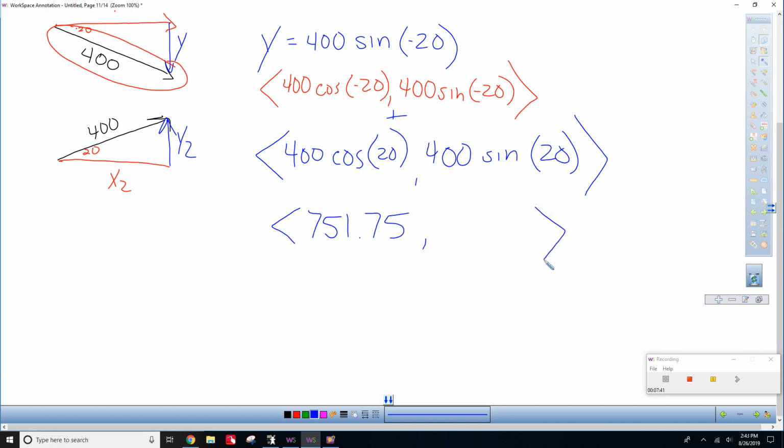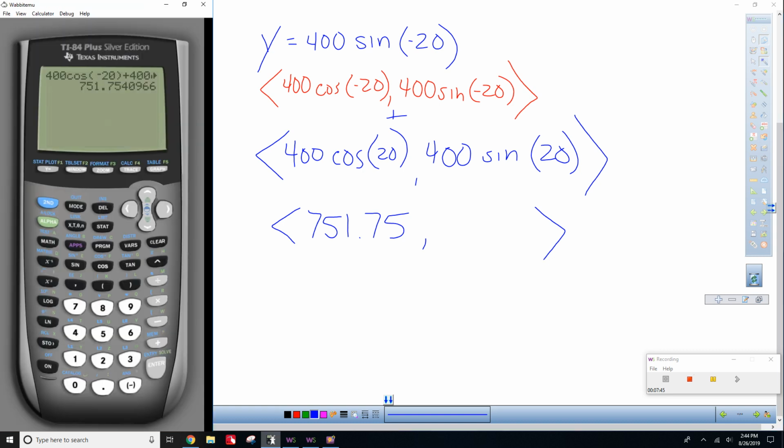Now, let's do the same thing with our sine. So, 400 sine of negative 20 plus 400 sine of 20. That's 0.